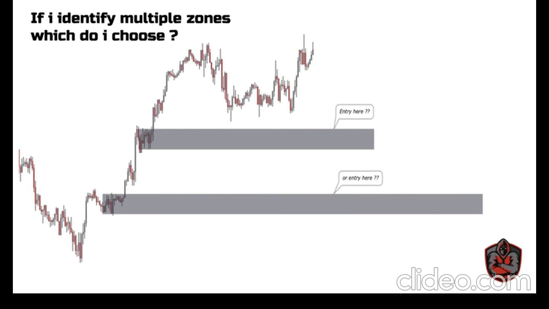So, next question I'll get is, if I identify multiple zones, like in this case, we have a rally base rally here, but we also have a rally base rally here. So which zone do I choose? Do I enter there or do I enter there? Now, let me teach you guys how to select which zone you would wait for.